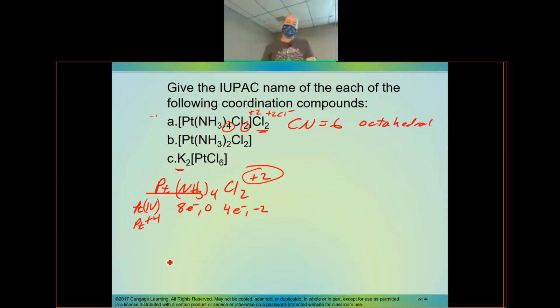So after we have our oxidation state of our metal, we want the d electron count. The d electron count are the S and D electrons past the noble gas core.